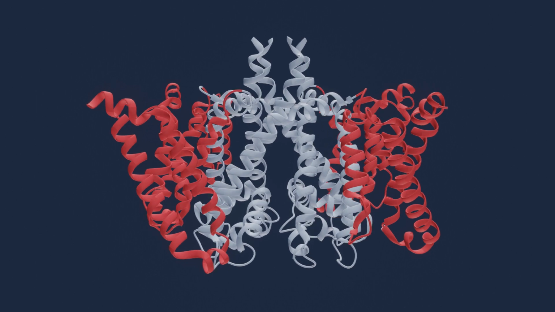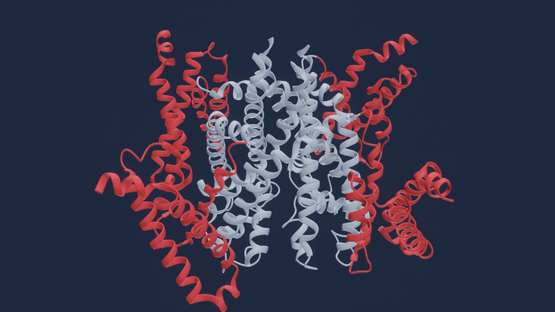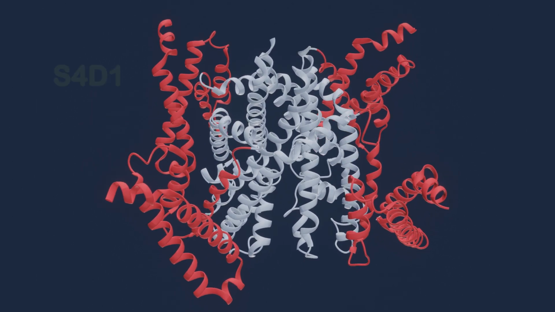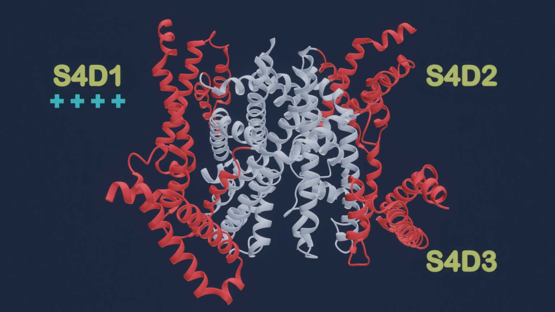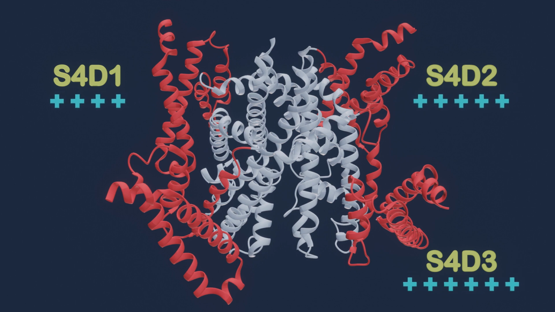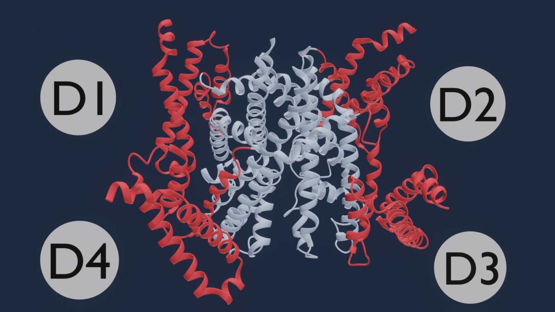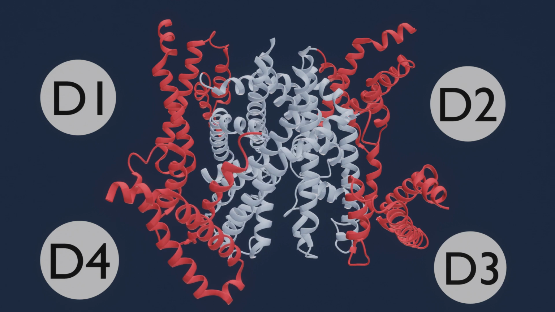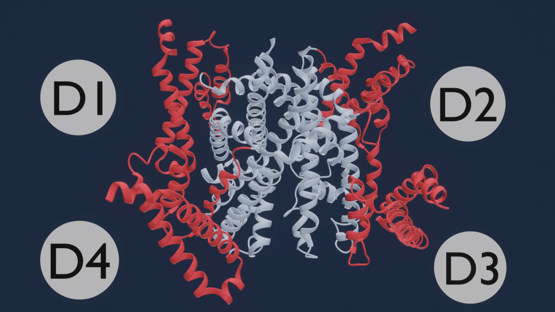But not each of the four S4 helices is equally charged. S4 of domains 1, 2, and 3 have 4, 5, and 6 positive residues respectively. S4 of domain 4 is exceptional in that it is longer and has a high total of 8 positive charges. This confers different properties to domain 4 compared to the other three.